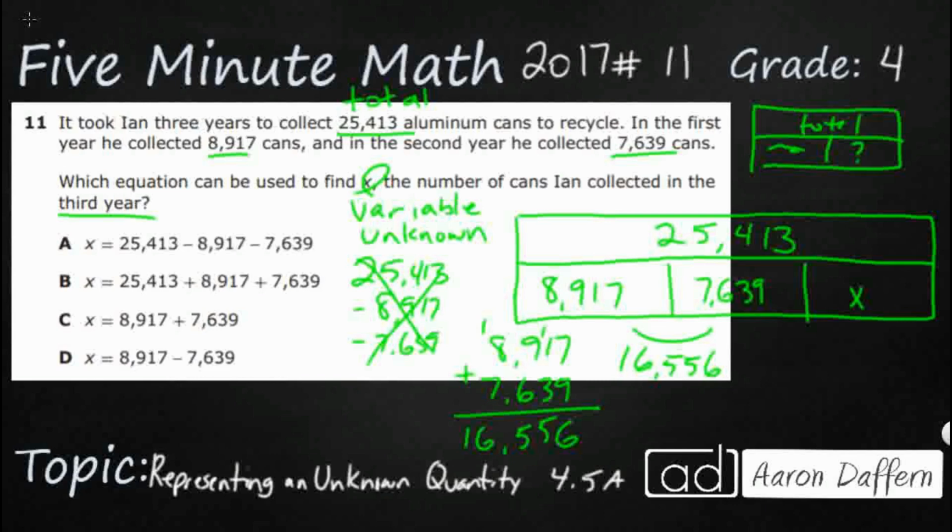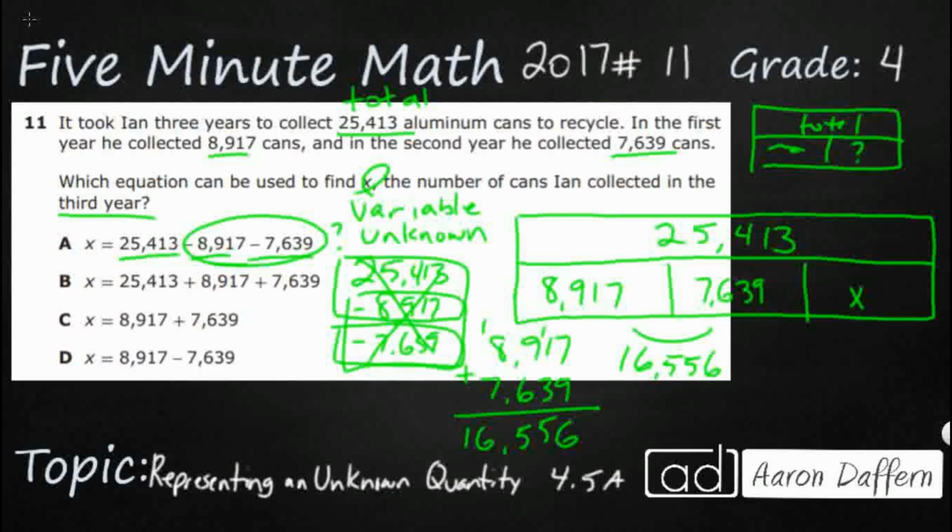So let's take a look at what we've got here. I need to find this X, and look at A. You've got your 25,413 starting with your total. That's good. And then they stacked it right there. Now that's the equation. That would work. That's what I was hoping to do. We just know you can't do it all at one time. You would need to do it in 2 parts. I decided to add these 2 and then subtract, or you could just do 25,413 minus this first one, and then take that difference and subtract this second one. But this could work. Let's check the others.